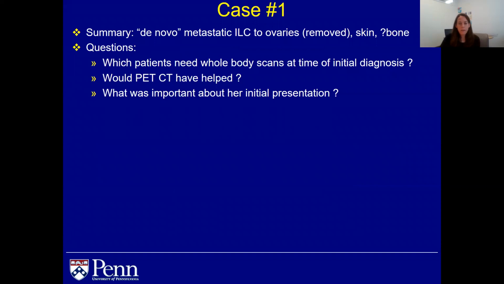So in summary, this patient was diagnosed with de novo metastatic cancer, which means she had metastatic disease at the time of her original presentation, with cancer to the ovaries, to the skin, and possibly to her bone. So the questions that this case generates are multiple, but I wanted to go through some of them sequentially, such as which patients do need whole body scans at the time of their initial diagnosis.